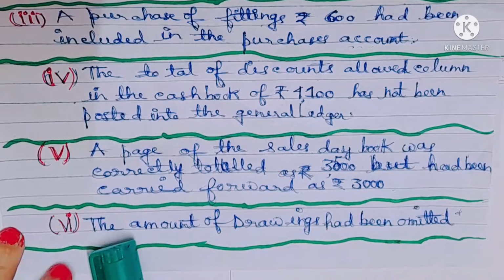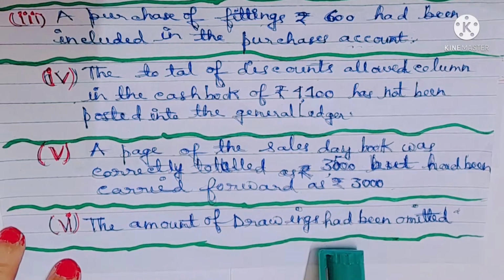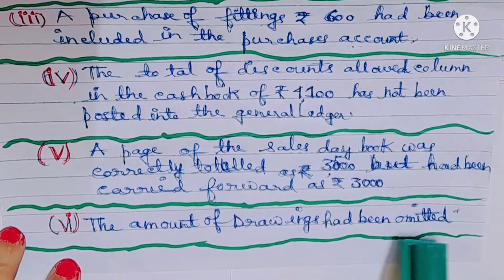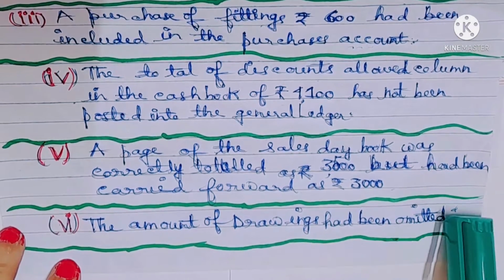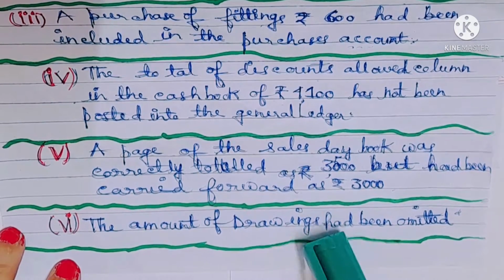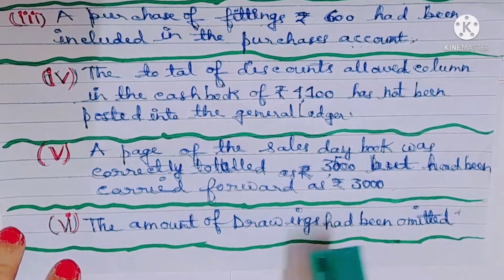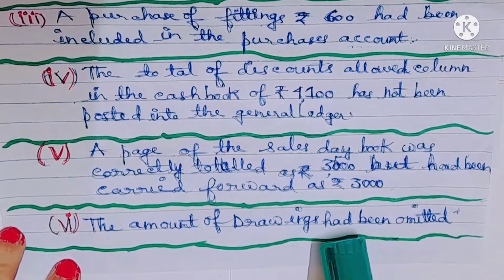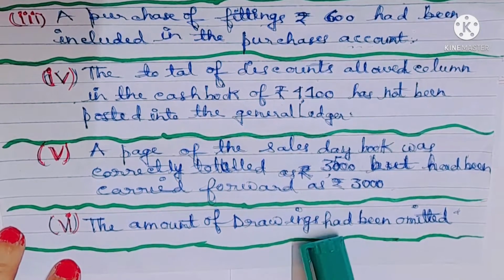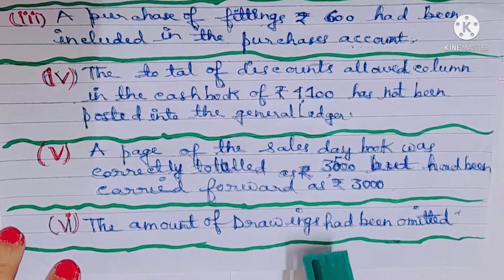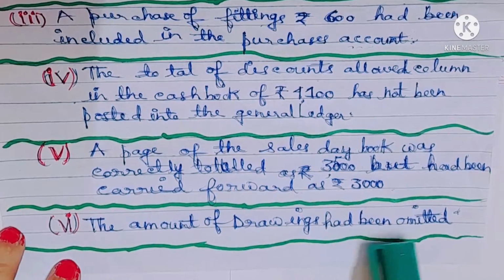Okay. Number six, the amount of drawings had been omitted. What does that mean? The balancing figure will be drawings because drawings had been omitted. That means the credit total will be greater than the debit total and the trial balance won't tally because there will be a balancing figure. Drawings will be the balancing figure. That means drawings has a debit balance. That means the credit side total will be greater than the debit side's total.